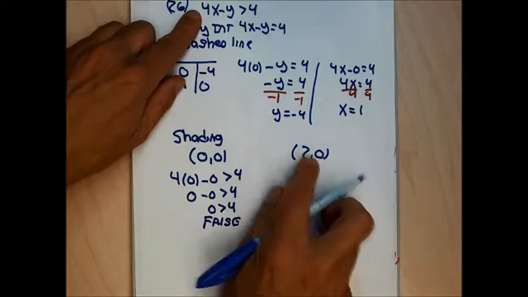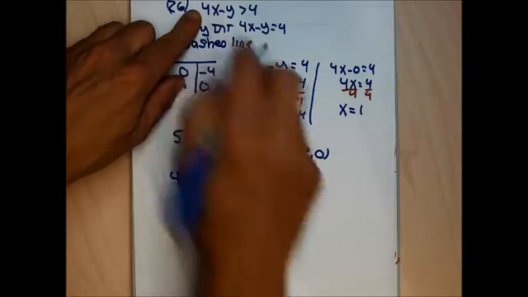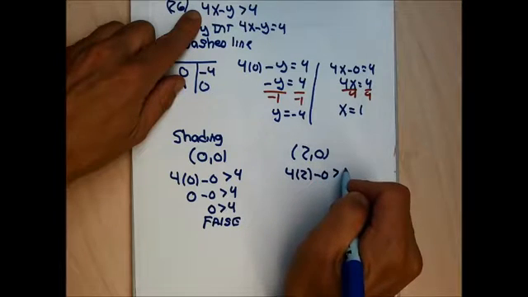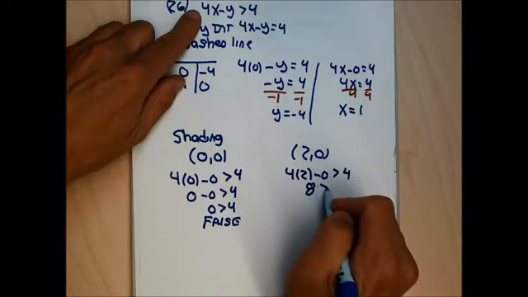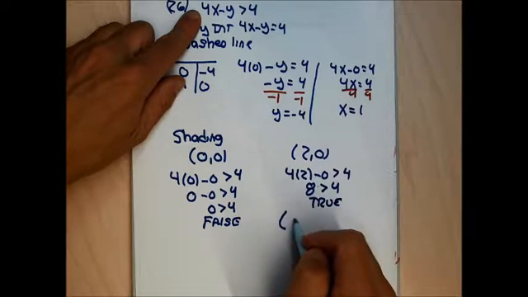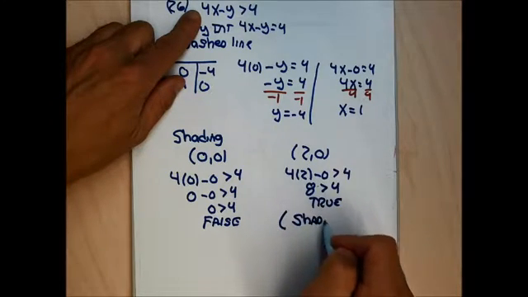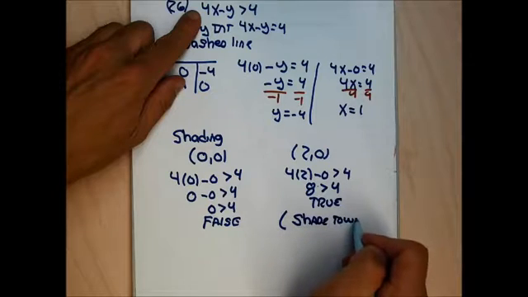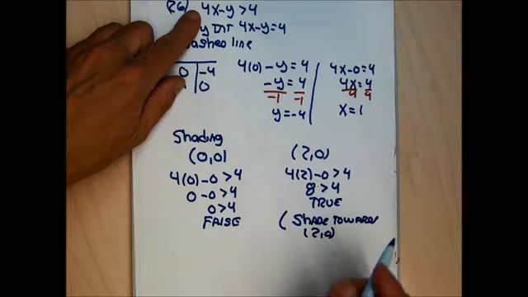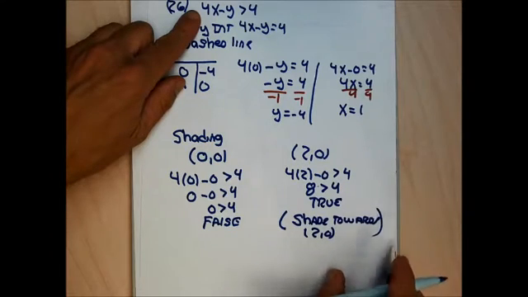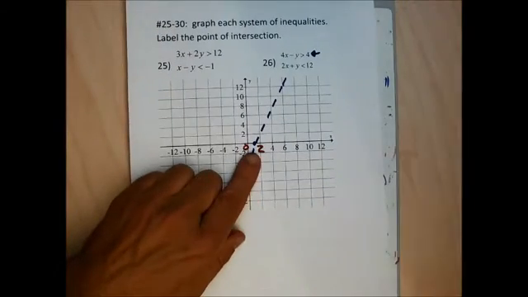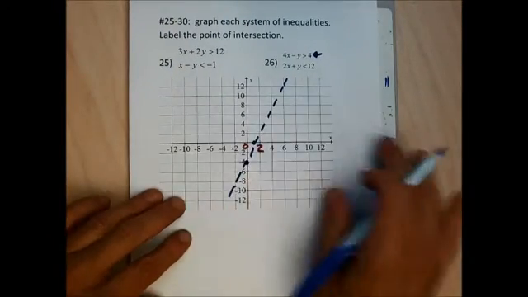For the 2, 0, when I plug 2 in for that x and 0 for that y, I get 4 times 2 minus 0 is bigger than 4. That gives me 8 is bigger than 4, which is true. And that tells me I need to shade towards that point 2, 0. So when I go to do my shading, I'm going to shade the side of the line that has 2, 0 on it. And 2, 0 is over here. So I'm going to shade this whole part of this line.